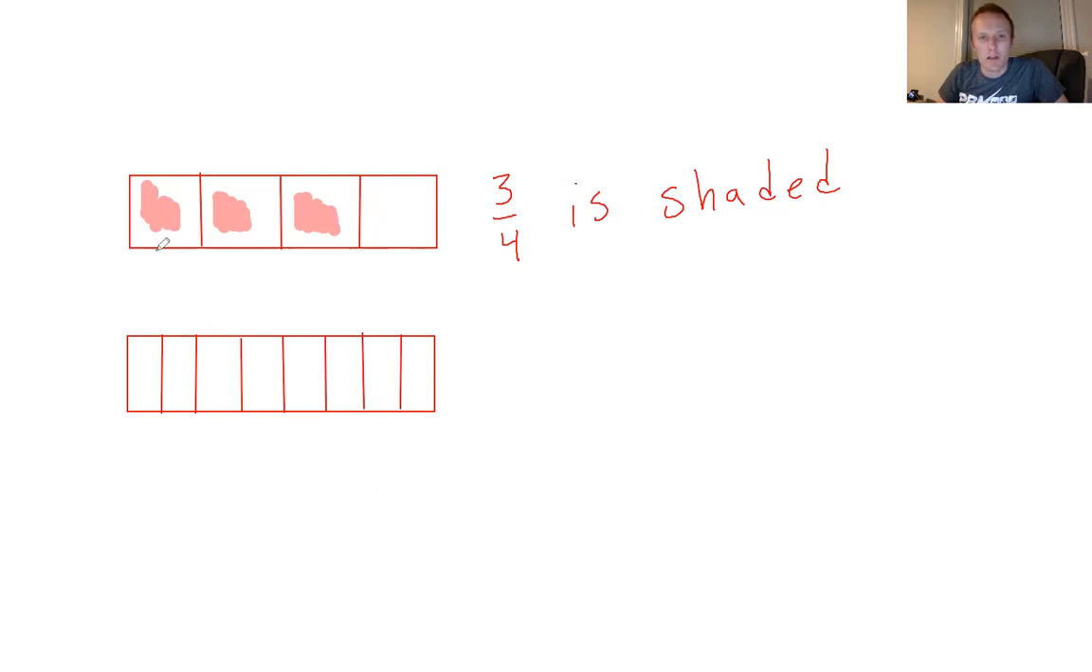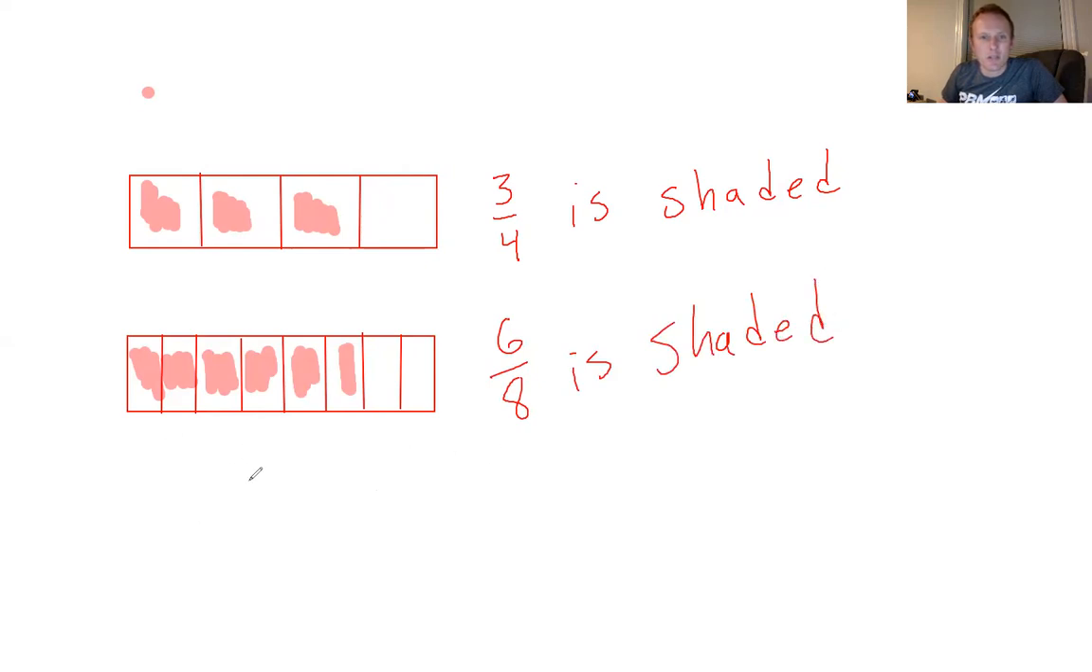Okay, well, I'm just going to use the top one as a guide since I lined them up on top of each other. I'm going to say, well, that kind of goes to here. So I'd probably eat 1, 2, 3, 4, 5, 6. I'd eat 6 pieces. So if I ate 6 out of 8, I would eat the same as eating 3 out of 4. So 6/8 is shaded. And then we can make the statement that 3/4 equals 6/8.